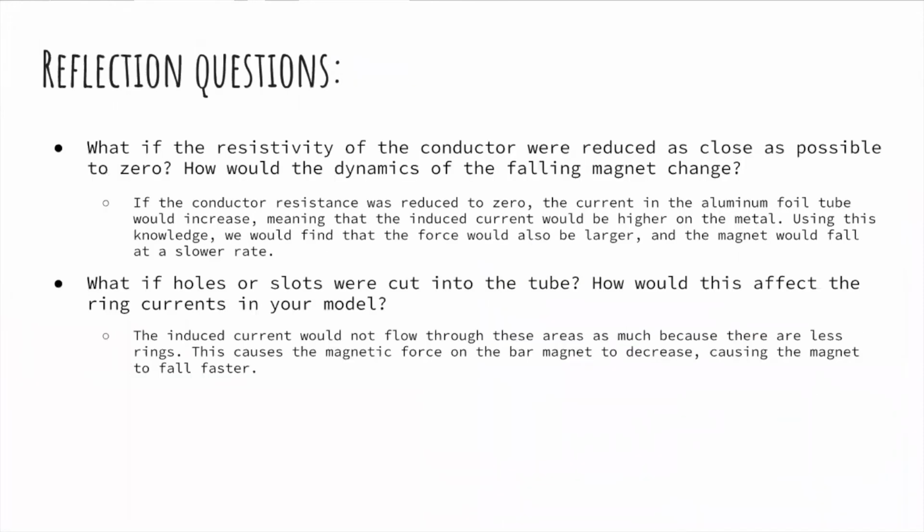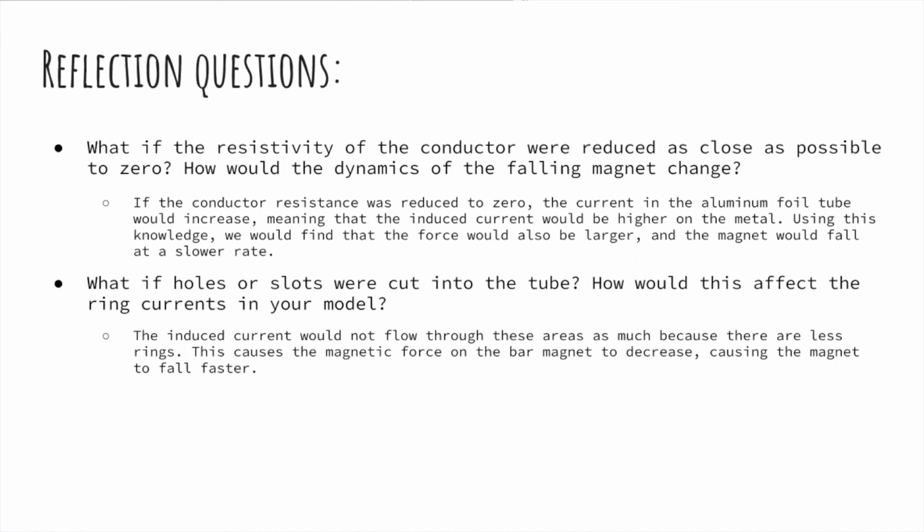For our reflection questions: what if the resistivity of the conductor were reduced as close as possible to zero? Well, if the conductor resistance was reduced to zero, then the current in the aluminum foil tube would increase, which means the induced current would also be higher in the middle. However, when we plug this into our equation, the force would be larger, which means that the magnet would take longer to fall. Therefore, it falls at a slower rate.